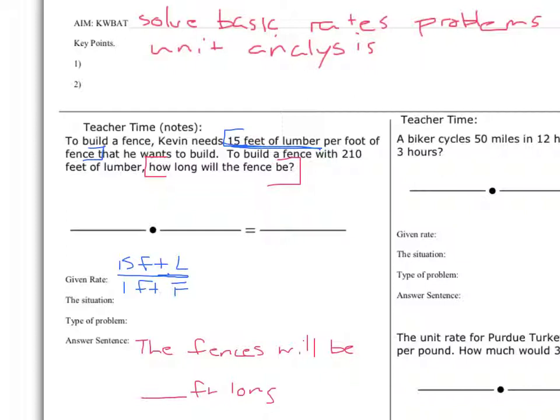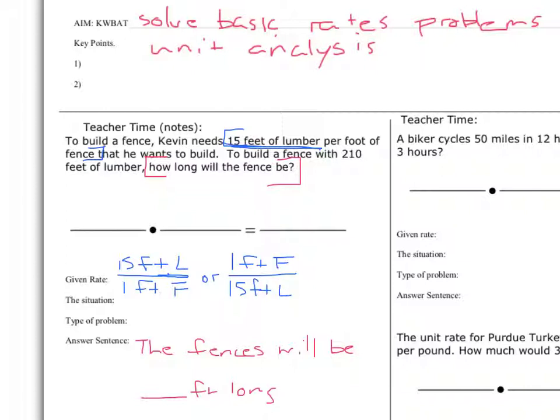So sometimes when you have these ratios like this, you have to be absolutely clear in your units because these both are measured with feet, but one is feet of fence and one is feet of lumber. So we're going to write it the other way around. 1 foot of fence takes 15 feet of lumber.